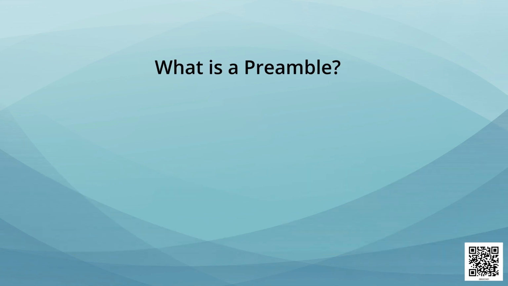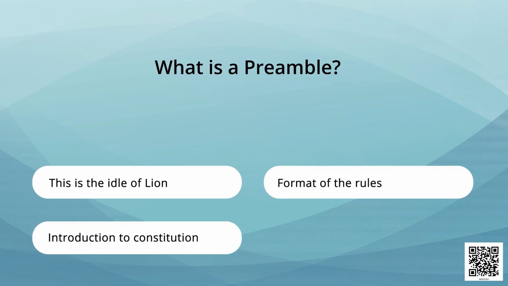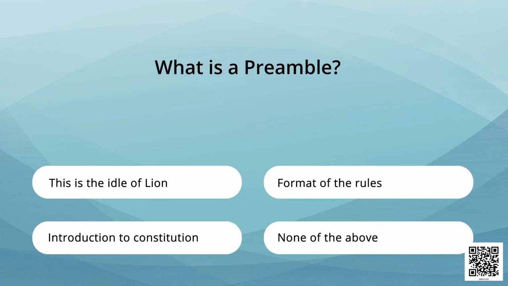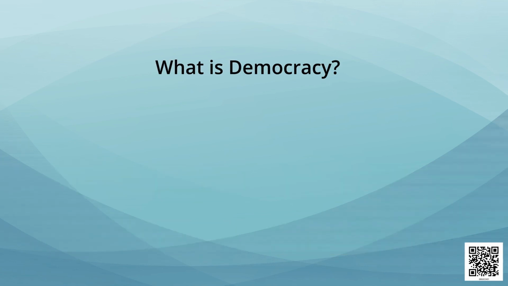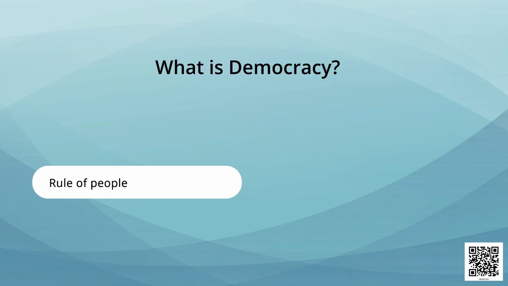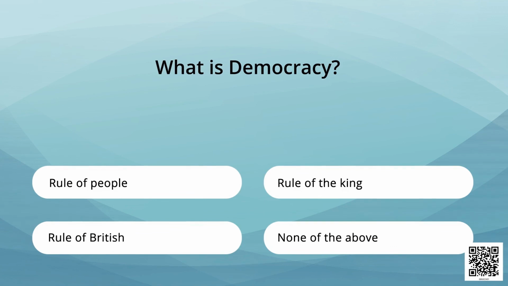Okay, so what is a preamble? Is it the ideal of the line, the format of the rules, the introduction to our constitution, or none of these? The preamble is the introduction to our constitution. Very right. What is democracy then? Is it rule of the people, rule of the king, rule of the British, or none of these? Very easy. Democracy is rule of the people.